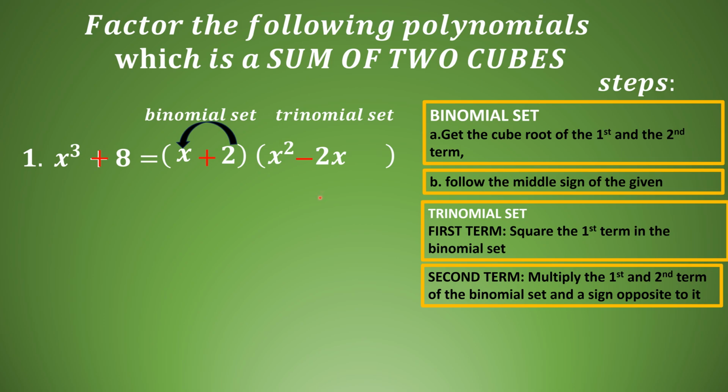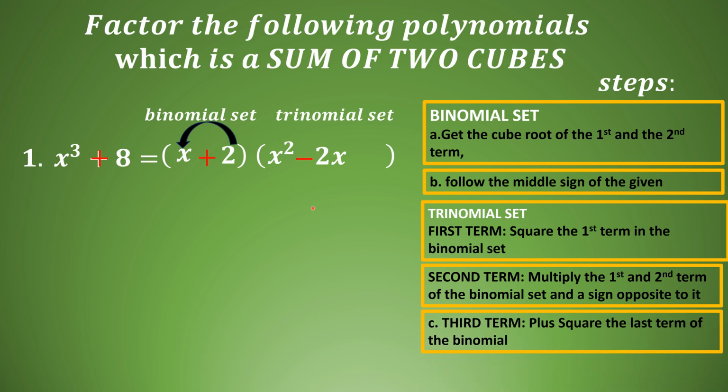Then the third term in the trinomial set is taken from this plus the square of the last term of the binomial. So what is the square of the second term of the binomial set? It's a plus 2. Squaring positive 2 will give us a positive 4. Therefore, our factors of x cubed plus 8 are x plus 2 times x squared minus 2x plus 4.